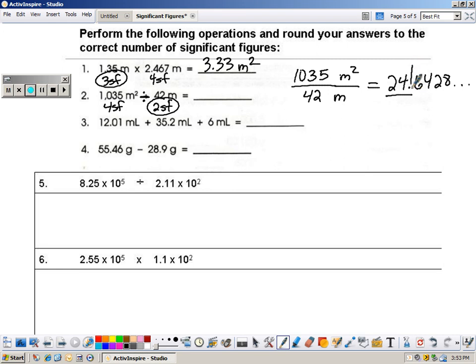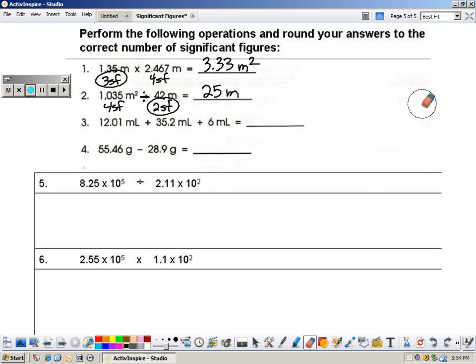Now that 6 is what we're going to use to decide if we have to round the 4 up or if it stays the same. So in this case, because the 6 is greater than 5, that 4 has to round up. So we're going to round this to 25. And meters squared divided by meters gives us meters. So our answer, 25 meters. And we're done with that one. Okay, so the same rule applies for multiplication and division. You round to the lowest number of significant figures in any of your factors.